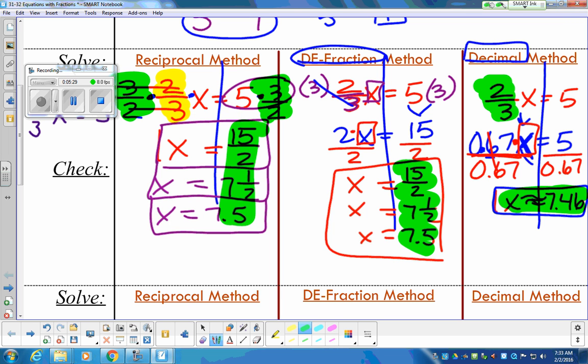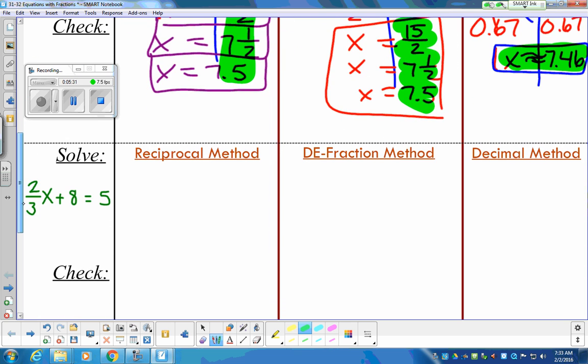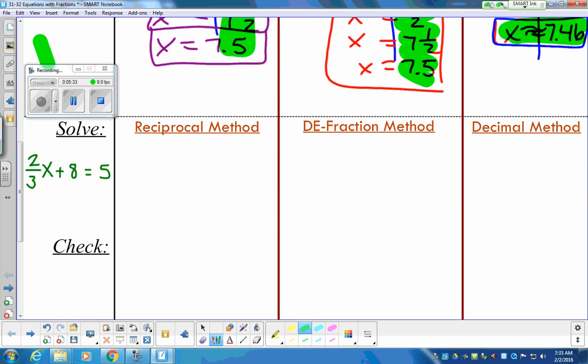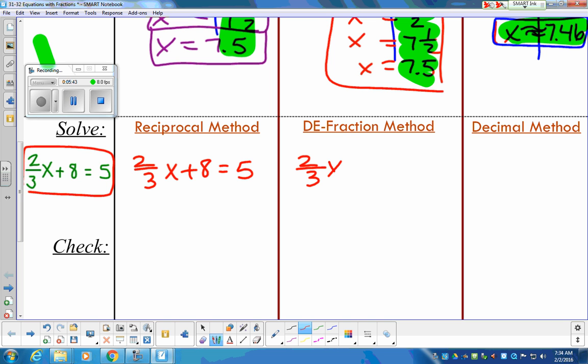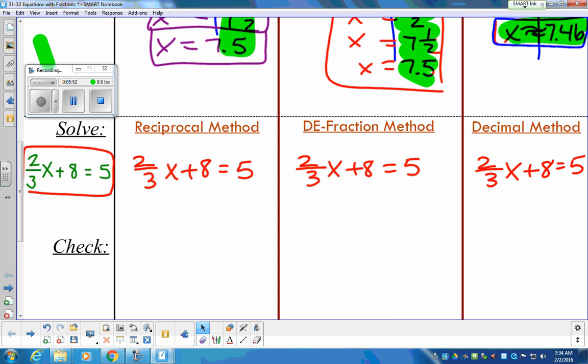I will show you another example, 3 different ways, so you can make another decision on which method you like the best. So we're going to take this problem right here and we're going to rewrite it 3 times. So we have 2/3 x plus 8 equals 5. Go ahead and write that 3 times. Everybody free writing. Go ahead.